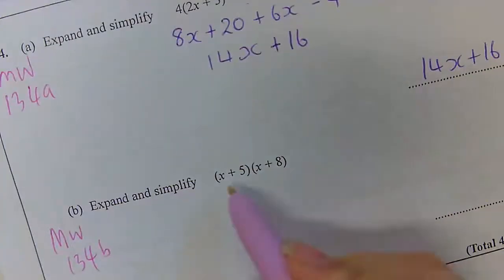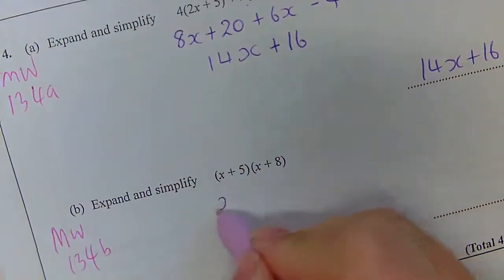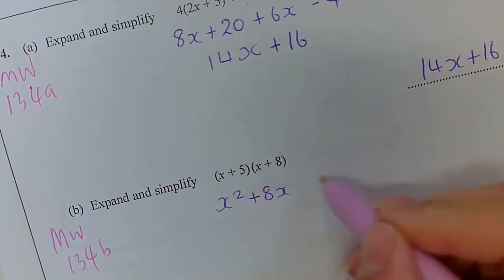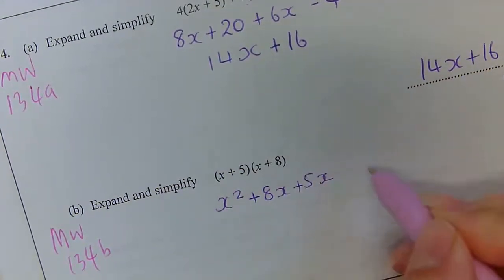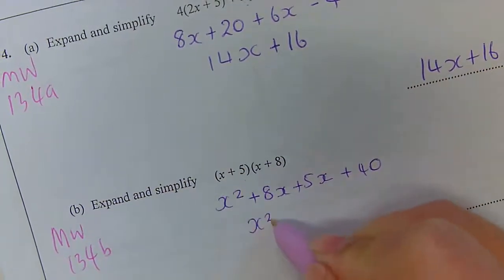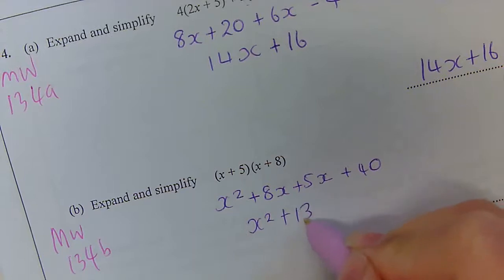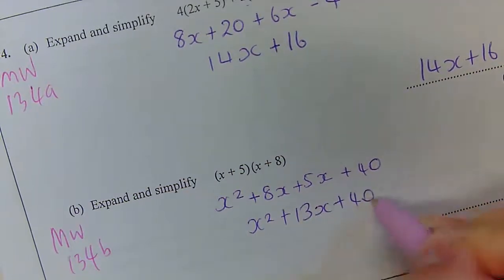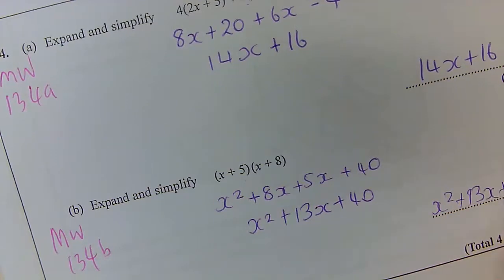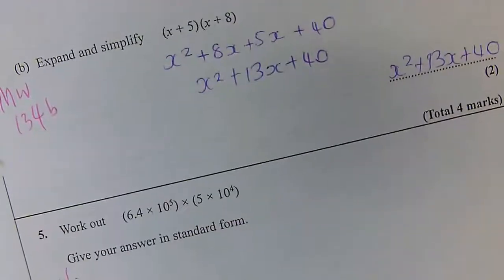So next thing. Expand and simplify. x times x is x squared. x times 8 is 8x. 5 times x is 5x. Use your window method if you prefer. Plus 40. So x squared plus 13x plus 40. Okay?